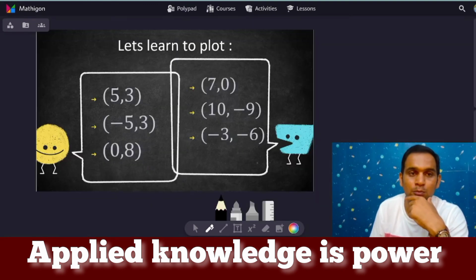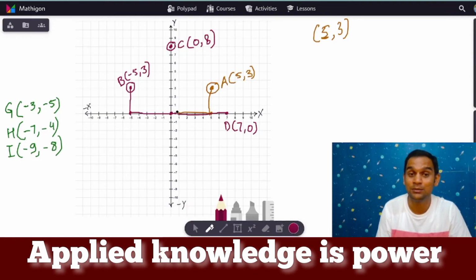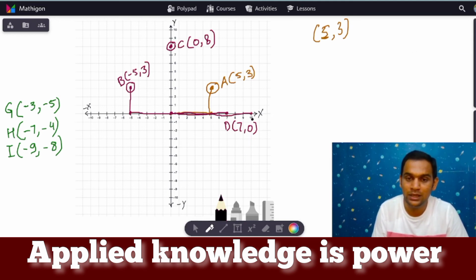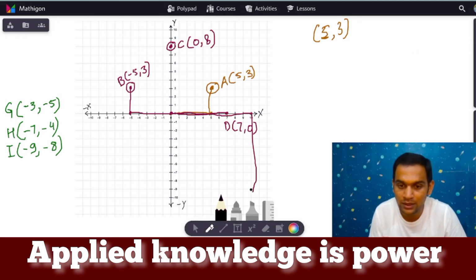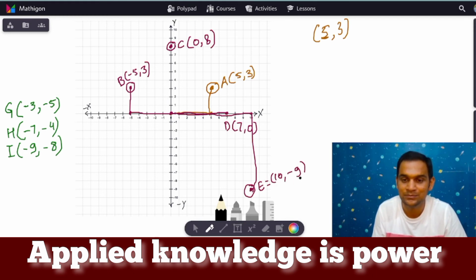Let's plot one more point, 10 comma minus 9. 10 is in positive direction, right? We reach till 10 and then we have to go to minus 9. That means towards down, right? So we reach minus 9 over here. I'm sorry for the curved line. So this point becomes E equals 10 comma minus 9.